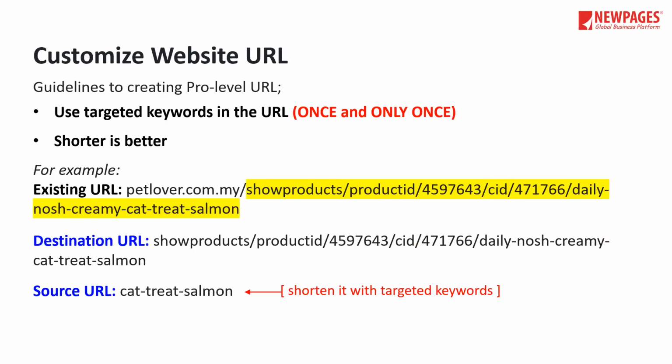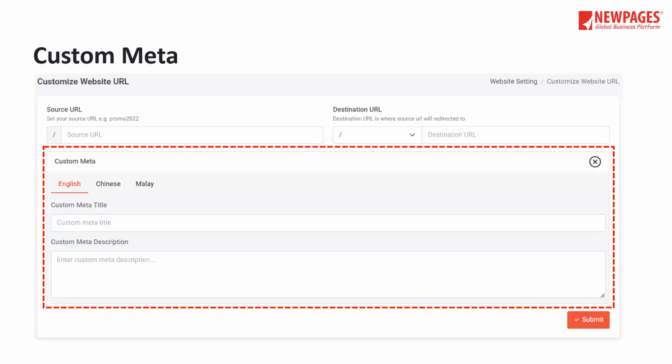After I shorten it and customize the URL, it will become petlover.com.my/cat treat Stallman. This way it helps Google to identify your page much faster. So this is where you do your custom website URL. And what's next? The next step, if you want to enhance it and make it even better, is to go to custom meta.